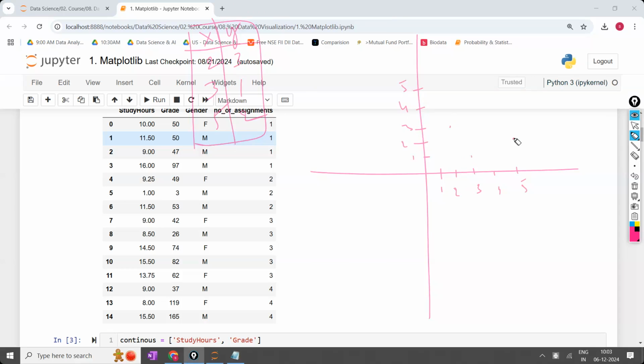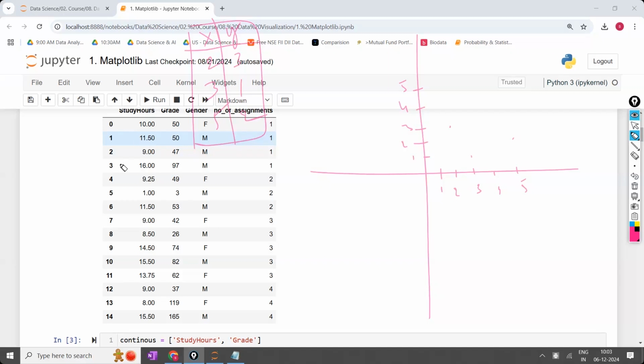I have shown you the example for 3 dots. Even for 30,000 dots, the logic is the same. Each record, X value, Y value, is one dot. Is the point clear? Keeping the dots on the graph sheet is called a scatter plot.